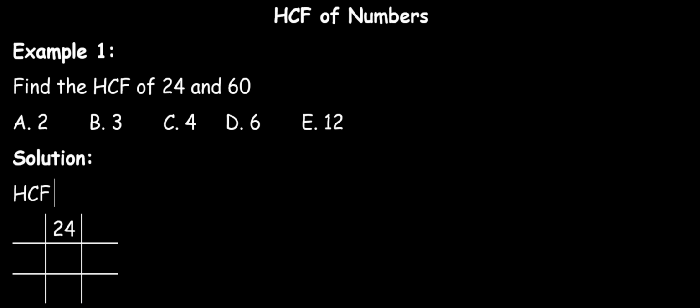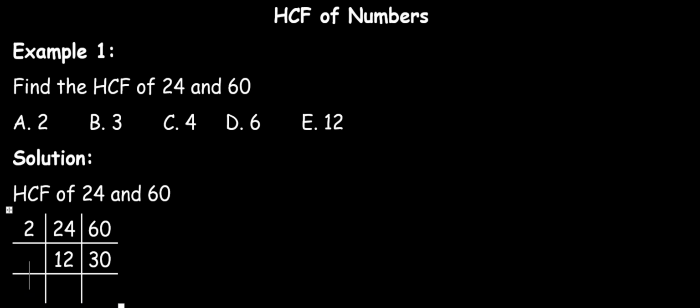Solution: HCF of 24 and 60. Let's rule our lines and input the values. 24, 60. This is HCF, so care must be taken. Any prime factor we are using to divide must divide through the given values. When we look at it carefully, you can see 2, the first prime number, can divide. 2 divides 24 to give 12. 2 divides 60 to give 30.